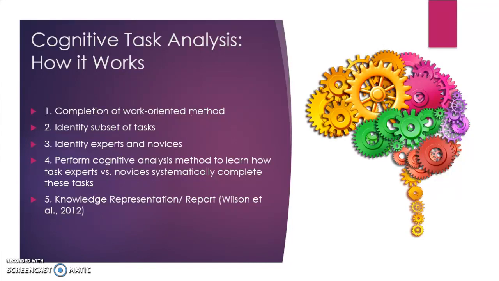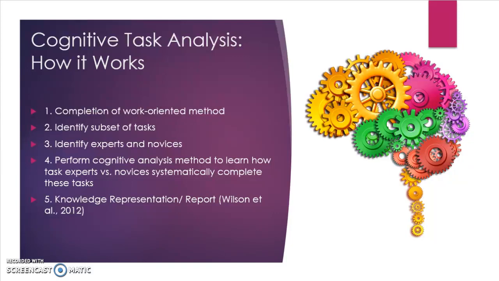This is a compilation of what the basic idea is. So first, you need to complete a work-oriented method. So even though we are reviewing worker-oriented methods, for CTA, you need to first pick and complete a work-oriented method. The example that I use on the next slide is a task list or task analysis. So second step is to identify a subset of tasks once that task list has been created.